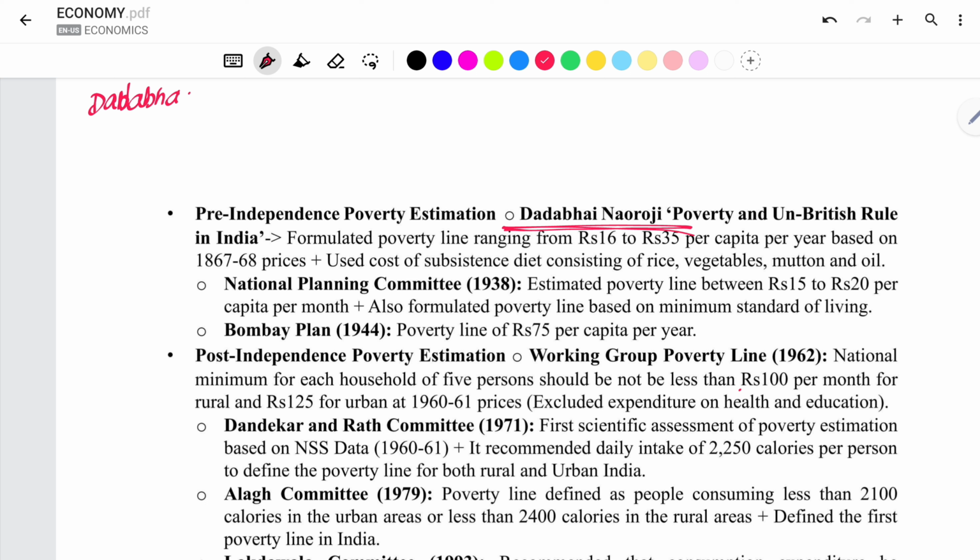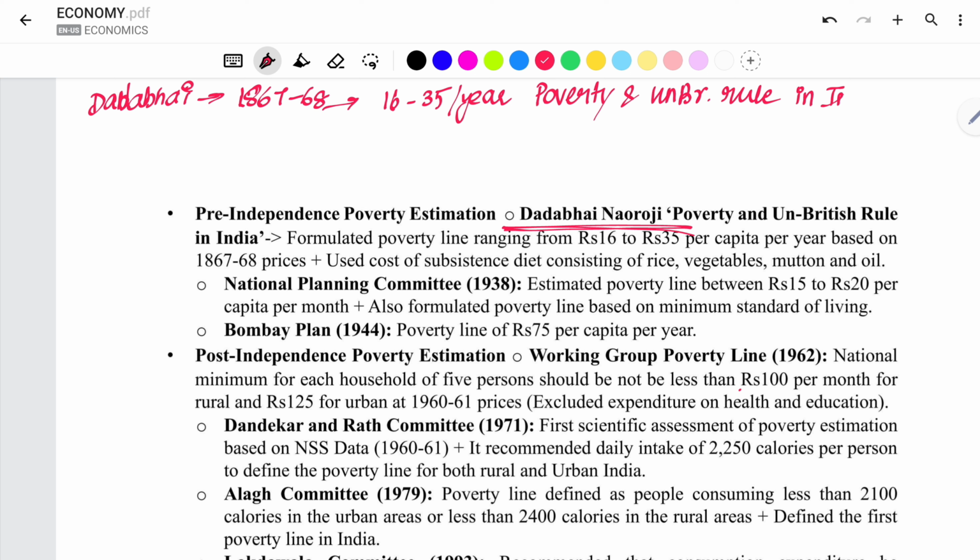Dadabhai Naoroji, 1867-68, right? What did he do? 16 to 35 rupees per year is enough. Poverty and un-British rule in India, right? From the beginning, whatever we have studied, this is the most important concept. Dadabhai Naoroji is the first. The second one is N and the third one is B.